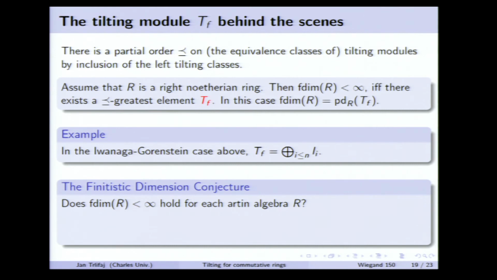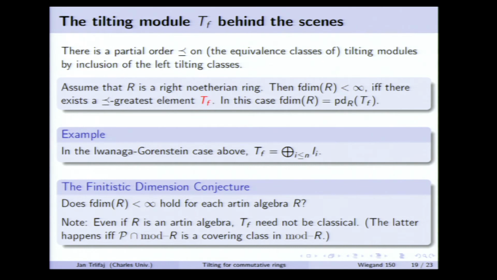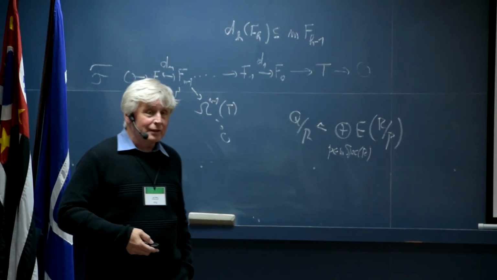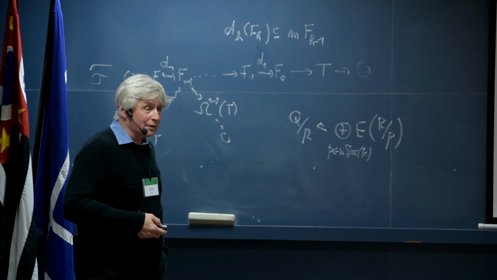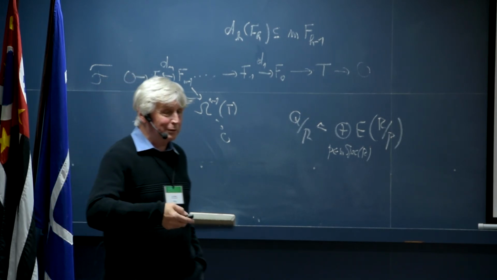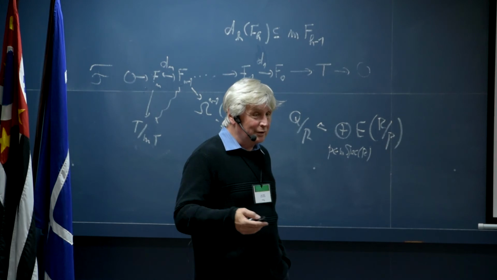The interesting thing is that we would like to see whether there's this greatest element and what it looks like. If the conjecture holds, which is expected to be the case, then there's a tilting module behind it. The interesting thing is that even for Artin algebras, this tilting module, when it's computed in various cases, is not finitely generated in general.